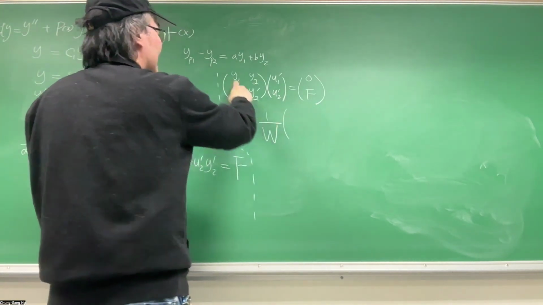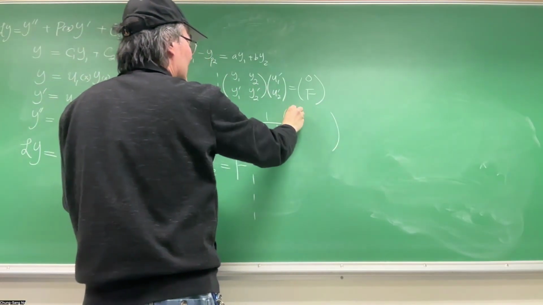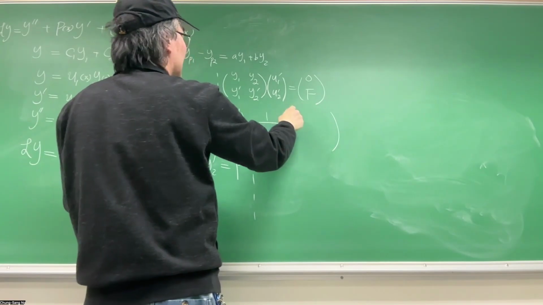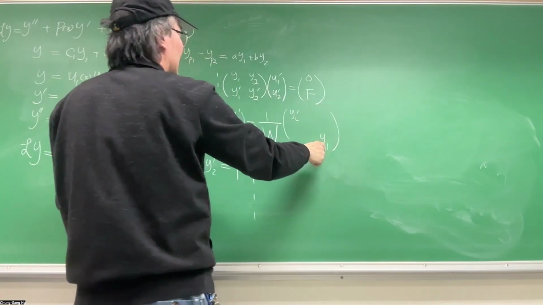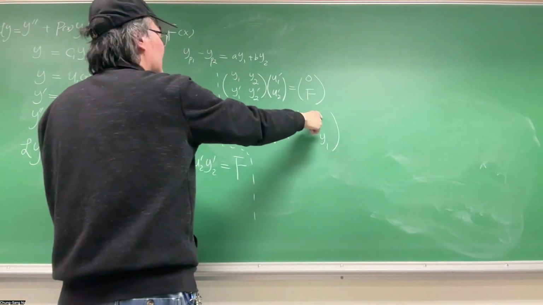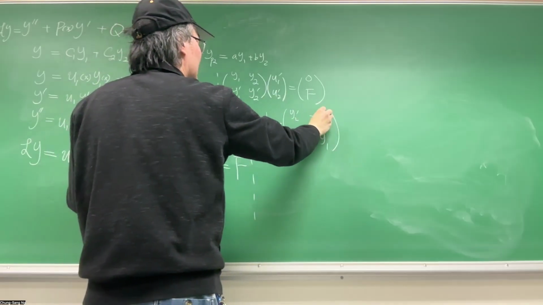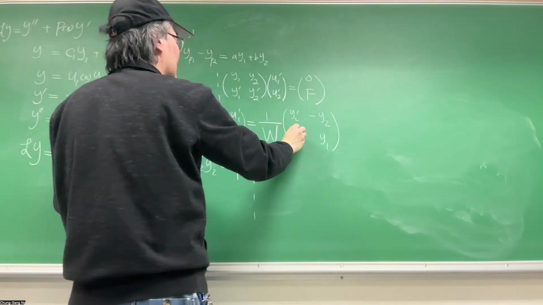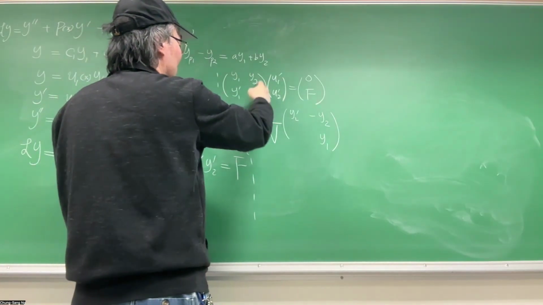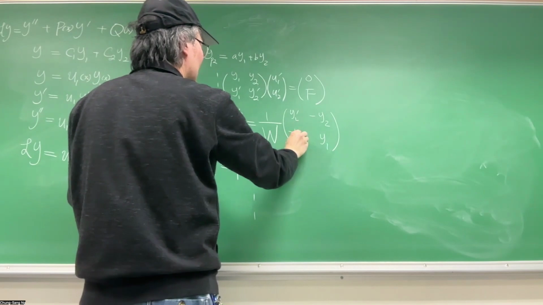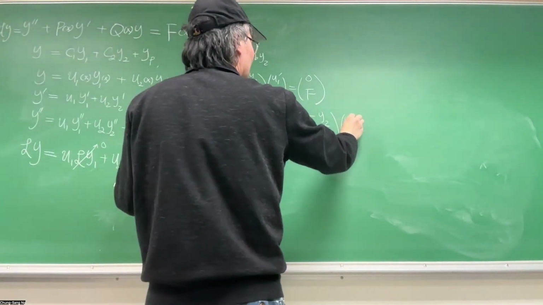And then the inverse would be, the first one would be y2, right? And this one would be y1. And for this one, cancel this one and change the minus sign. And this one, change this sign. Right? Multiply 0 and f.